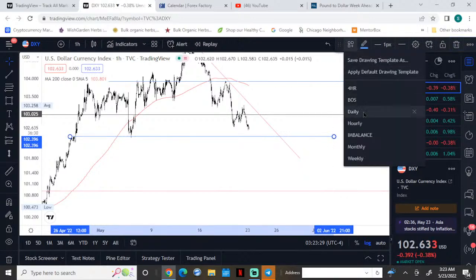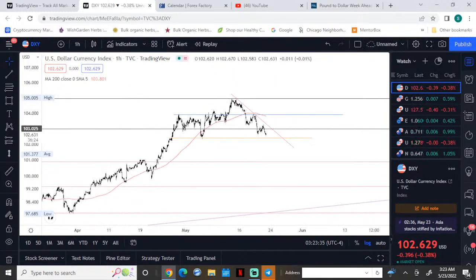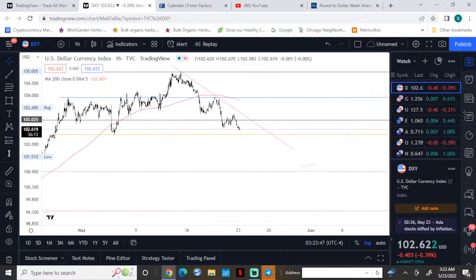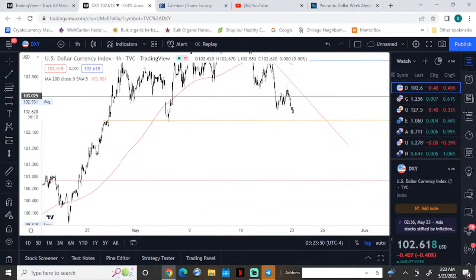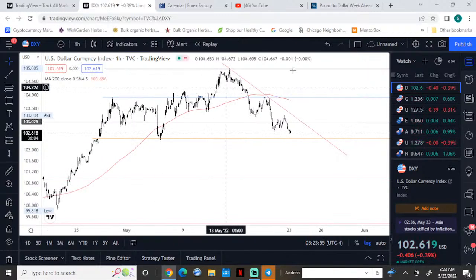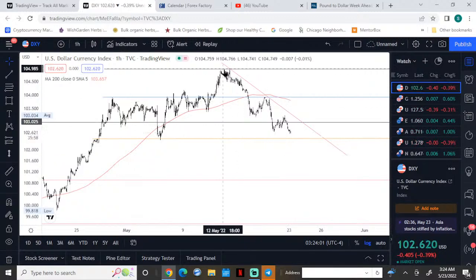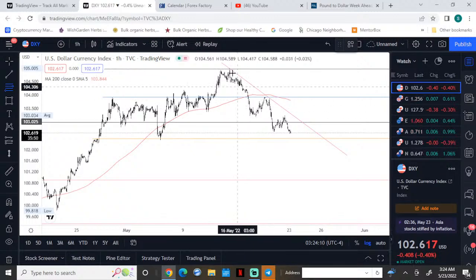Change this color to my hourly. Let's see. So right now, price is definitely moving towards this zone. So right now we can definitely see that we are on a downtrend. I can put a fib on here because I definitely have a point A and a point B right here.